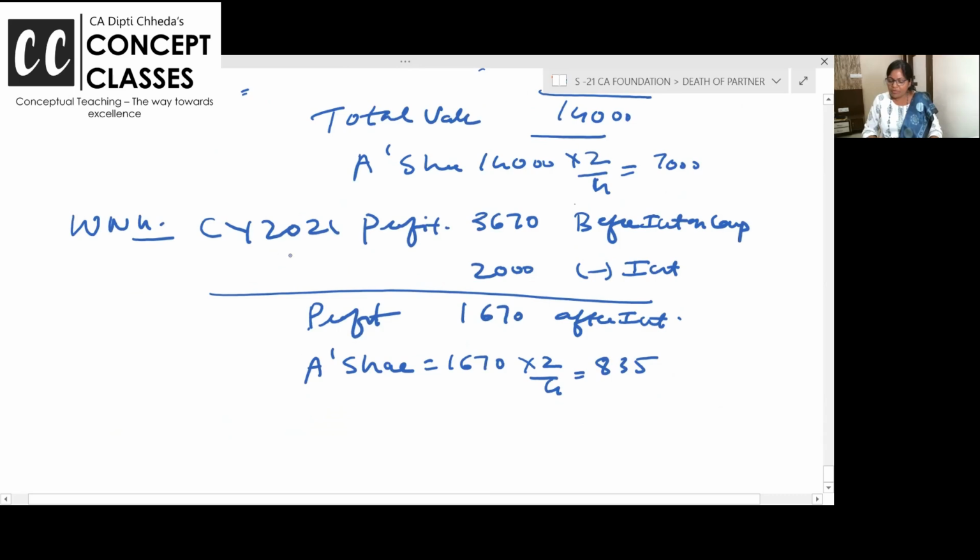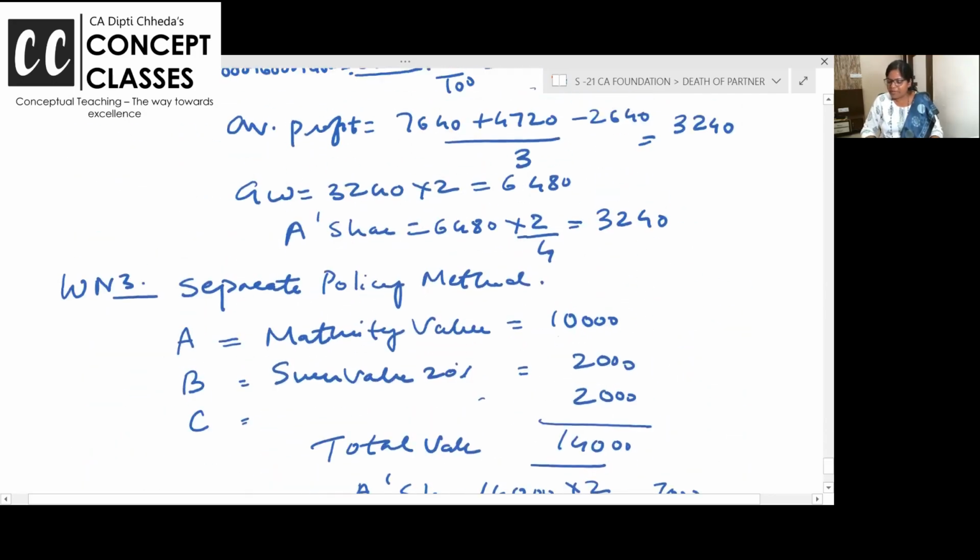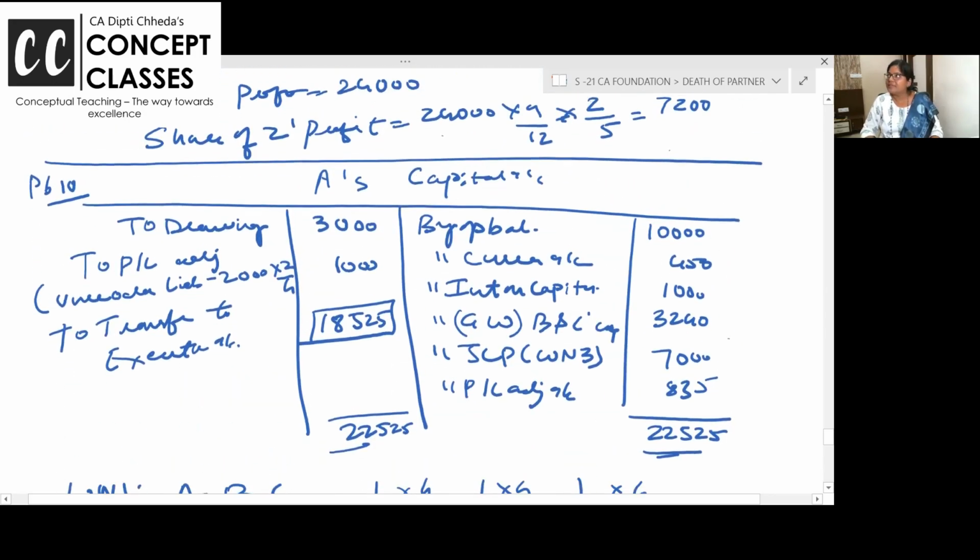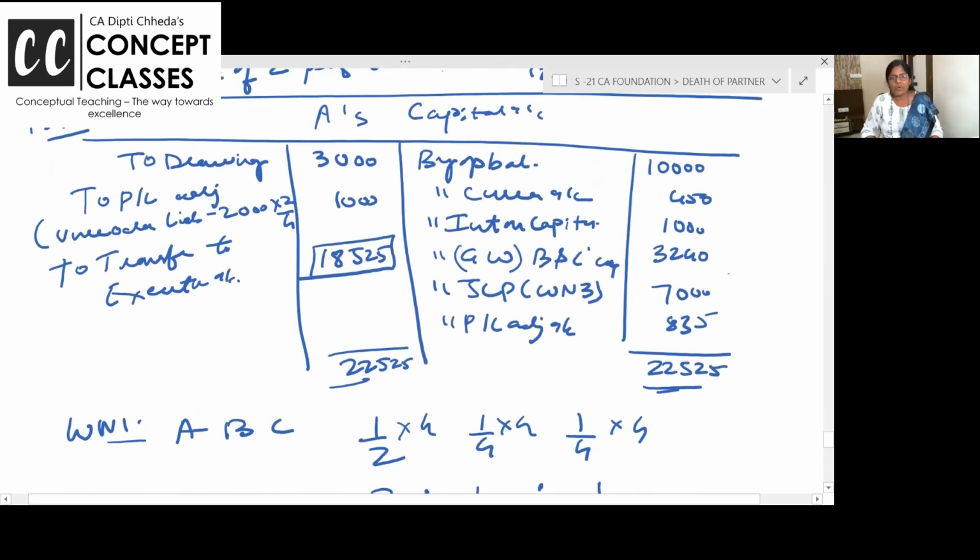And for working note 4, what we have done, profit. Current year's full profit is 3,670 before interest. Again, you will pay interest. Even to the deceased partner, you are paying full year's interest. They have told. And in that, what is A's share? Half of the total profit. So 835. Nice, clear to all of you? Yes.